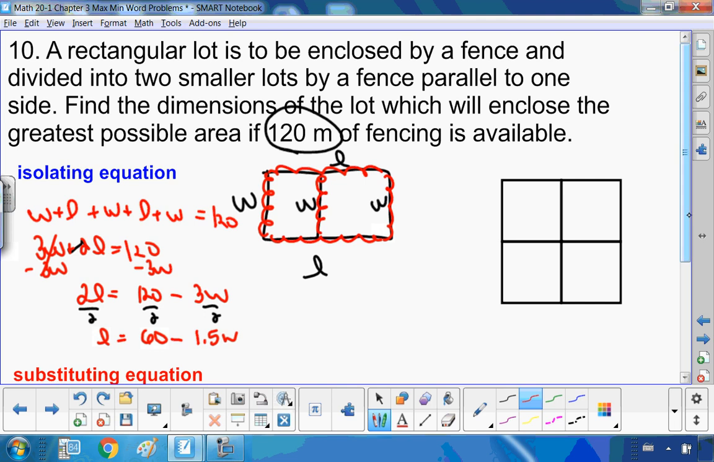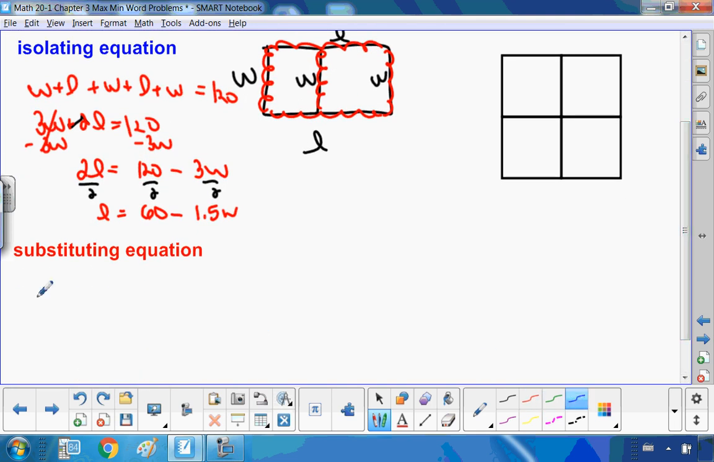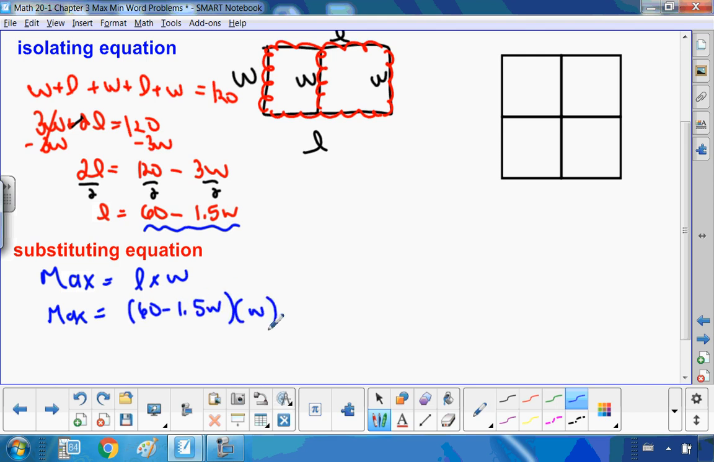Okay, so now that I have my isolating equation, I want a greatest possible area, which is a max area. So my maximum area being length times width. I can't have two variables, that's why I use my isolating equation. So instead of length, I'm going to use 60 minus 1.5W, and I'll multiply that by W. So let's apply the distributive property. I'm going to have 60W minus 1.5W squared will give me my maximum area.